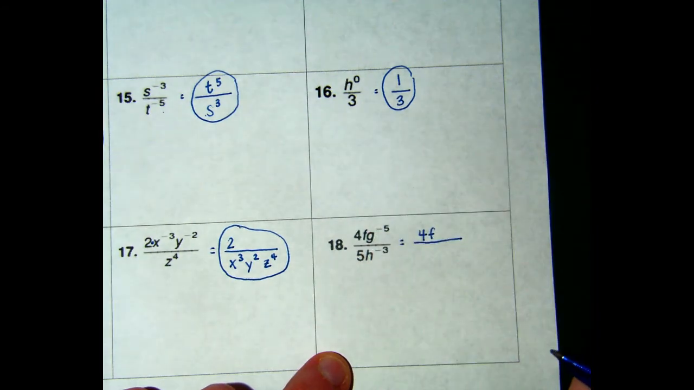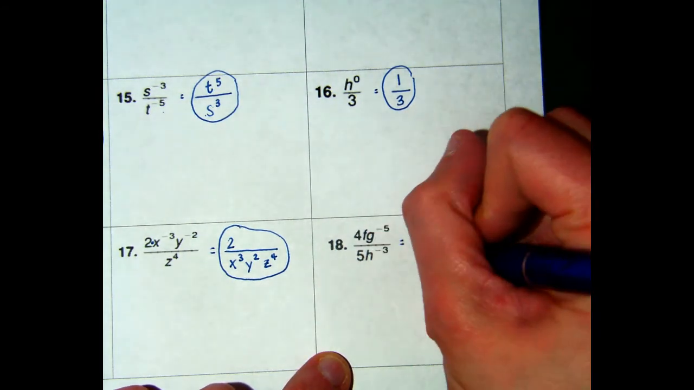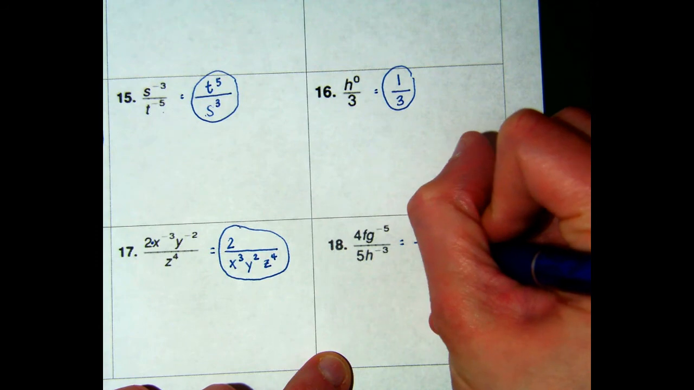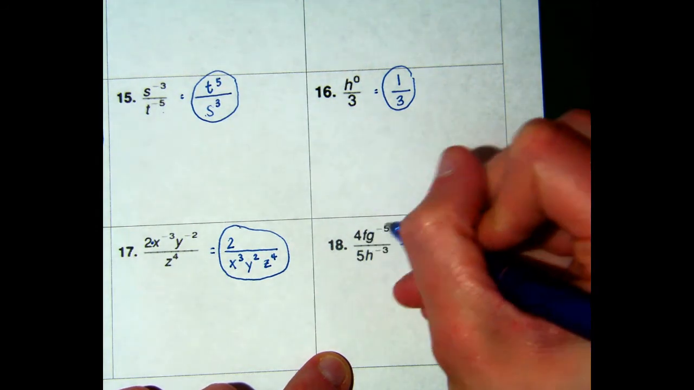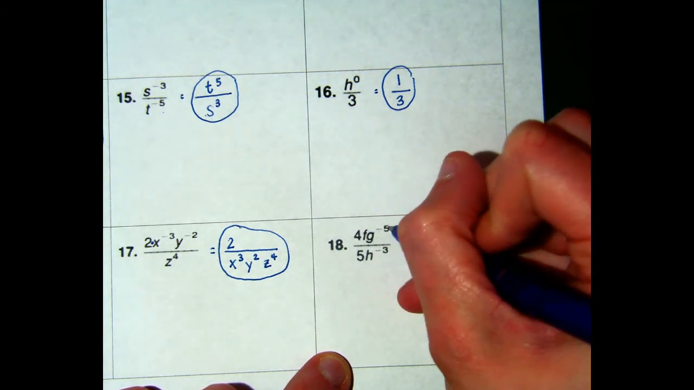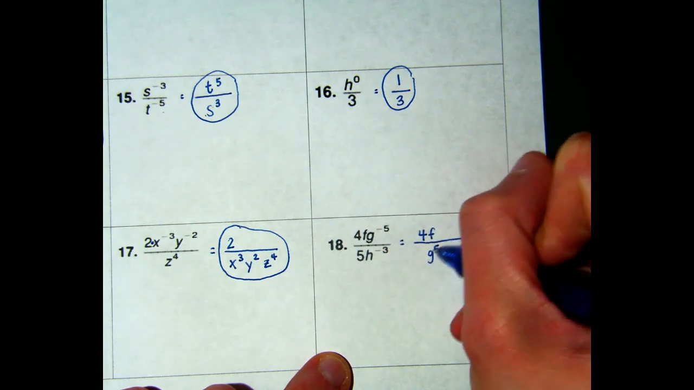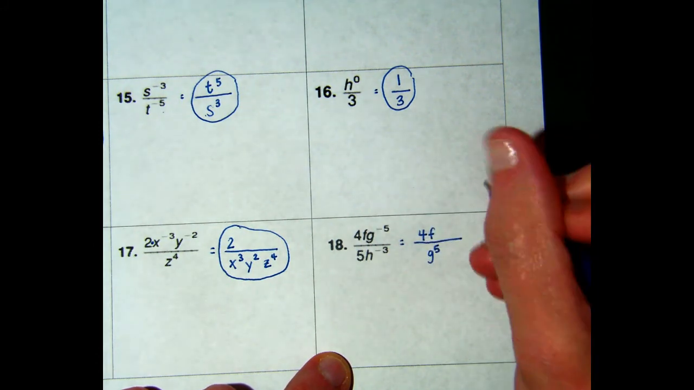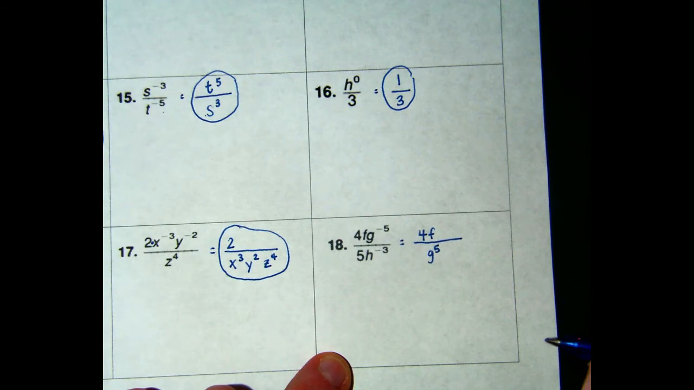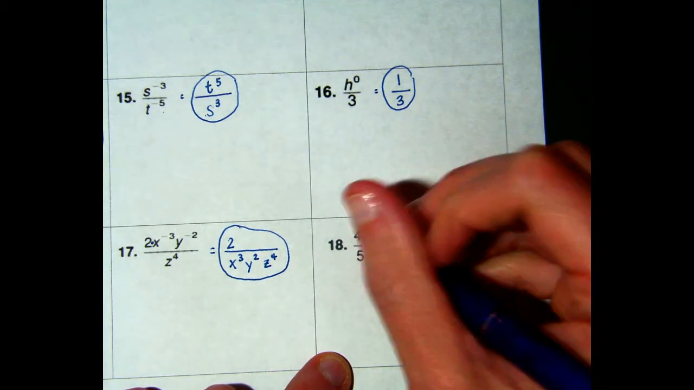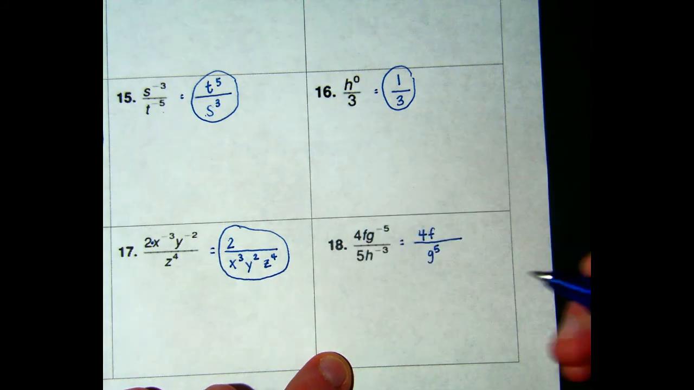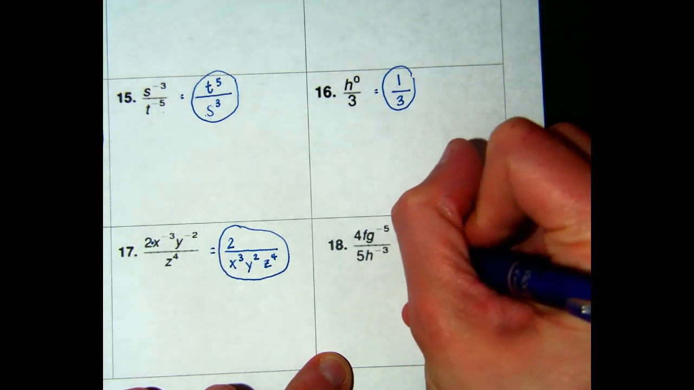G has a negative exponent, so I'm going to bring it down. G to the 5th power is currently in the numerator. Since it has a negative exponent, we want to undo that. We're going to bring it down to the denominator. I've taken care of everything in the numerator. Let's look at the pieces in the denominator. 5 does not have a negative exponent. I'm going to put it back in the denominator.